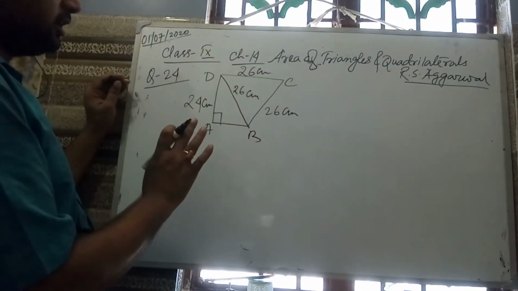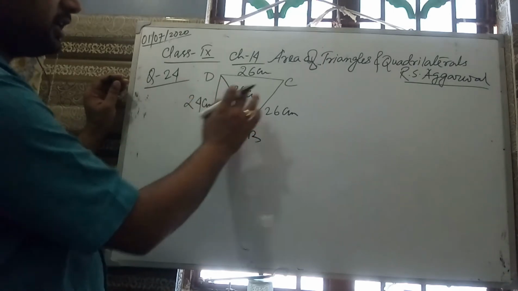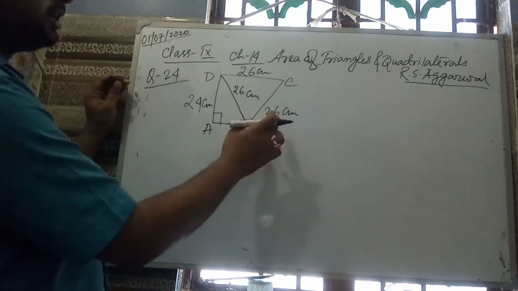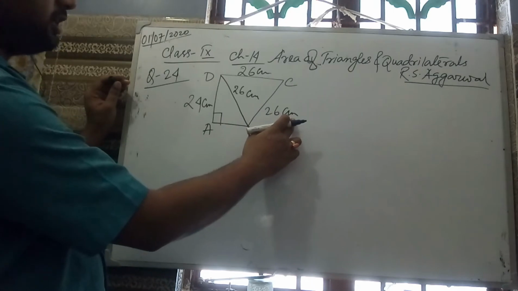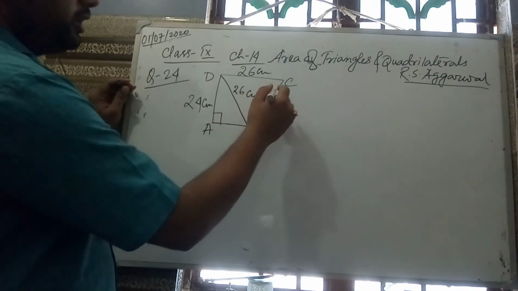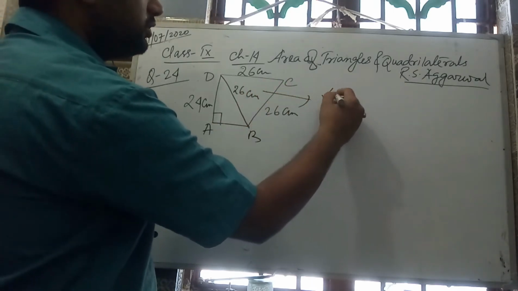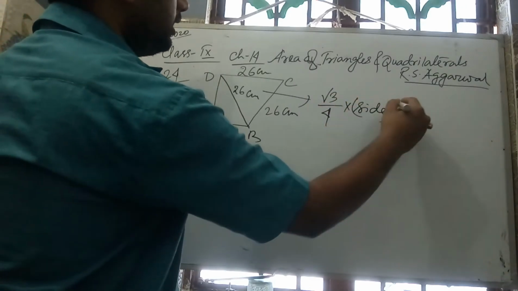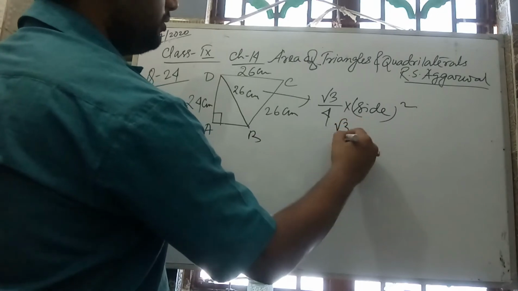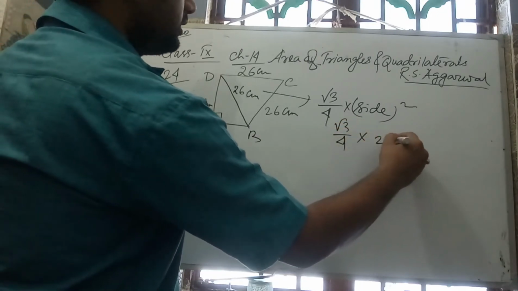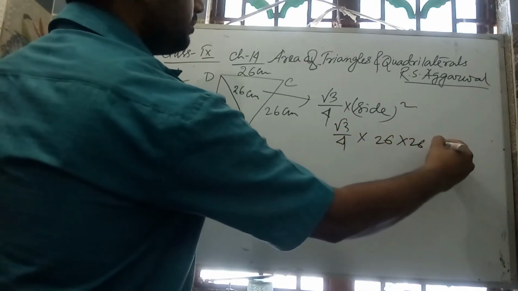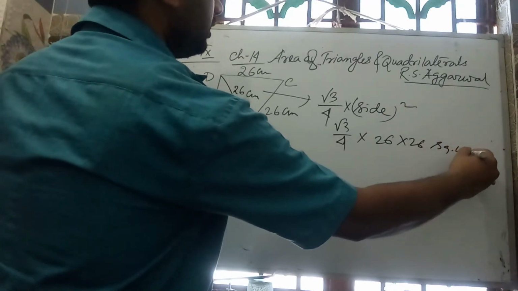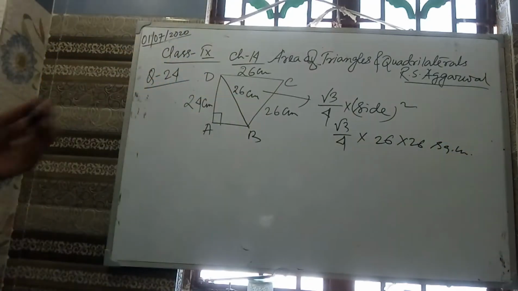ABCD is a quadrilateral. This one is a right angle triangle. This one is an equilateral triangle. Its side length is 26 centimeter. So area of this triangle is root 3 by 4 into side square, that is root 3 by 4 into 26 into 26, this much square centimeter. You can calculate this one.